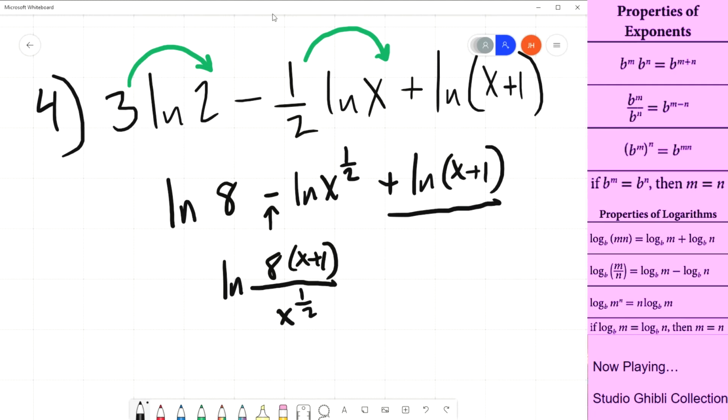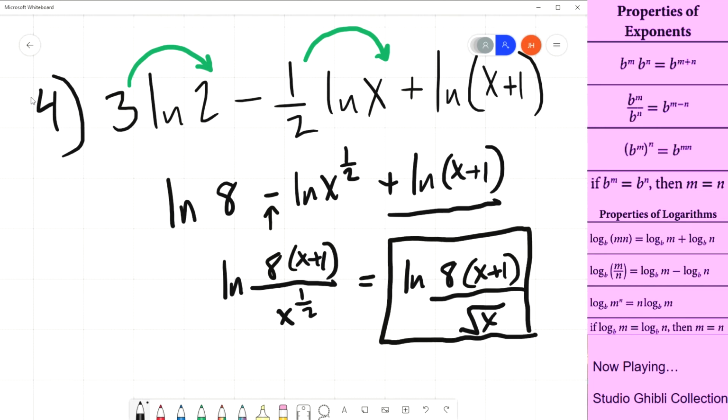Last thing we should do, x to the 1/2, I'd like to rewrite that as the square root of x. So this is the ln of 8 times x plus 1 over the square root of x. And I didn't really need to do that, but I just felt like it.